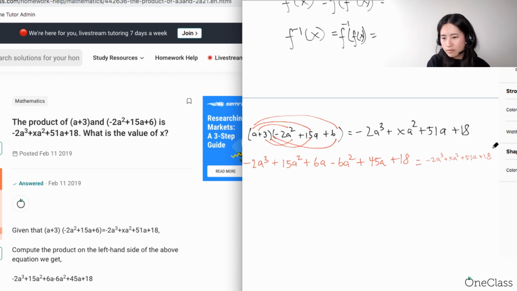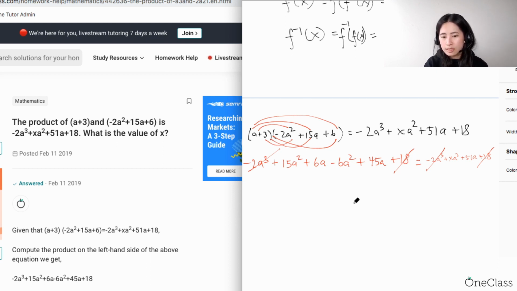Okay, so as you can see, you have an 18 here and an 18 here. So if you move this 18 to the other side, you're going to cancel that 18 out ultimately. So that's why I'm canceling this out right now, because it's 0. And then what I'm trying to do now is group my like terms. So again, you have negative 2a cubed here. This cancels out with the negative 2a cubed, because if you move this to the opposite side, you get a positive 2a cubed, and that just becomes 0, right?